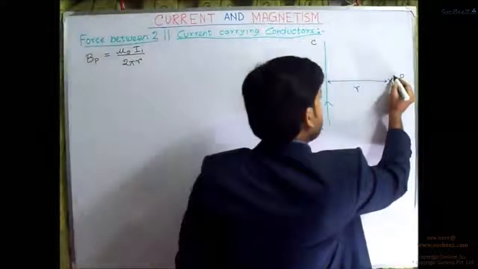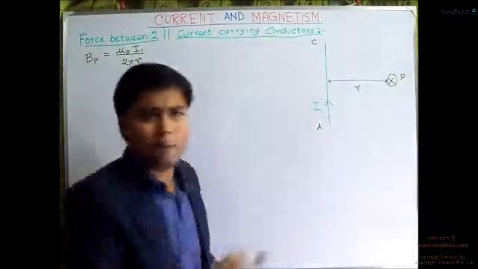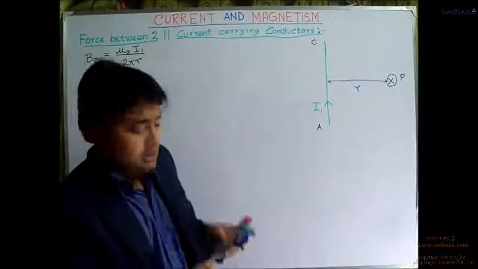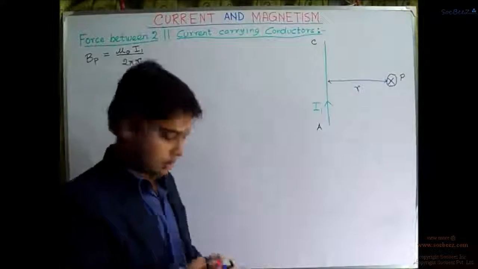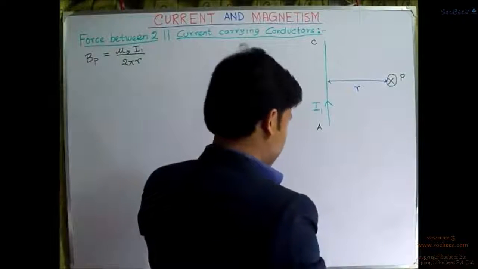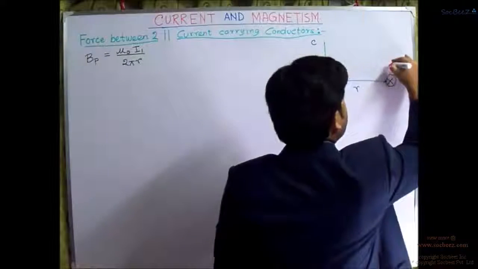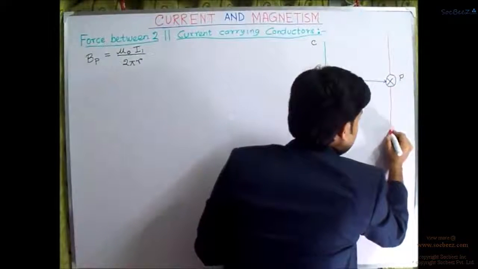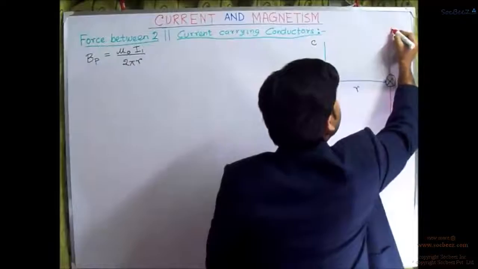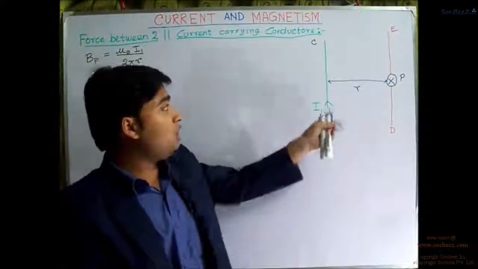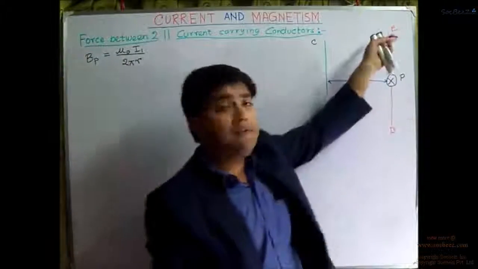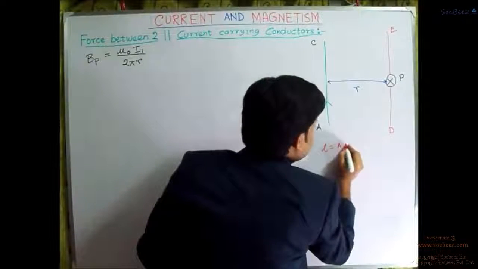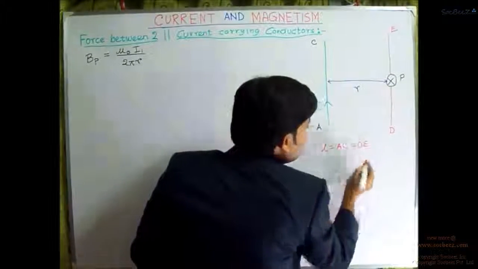Now, at this particular point, if we keep another current carrying conductor which is parallel to AC, we shall observe another current carrying conductor likewise. Let us say this is DE, of the same length. If the length of this is L, the length of DE will also be L. So over here, L equals AC as well as DE.